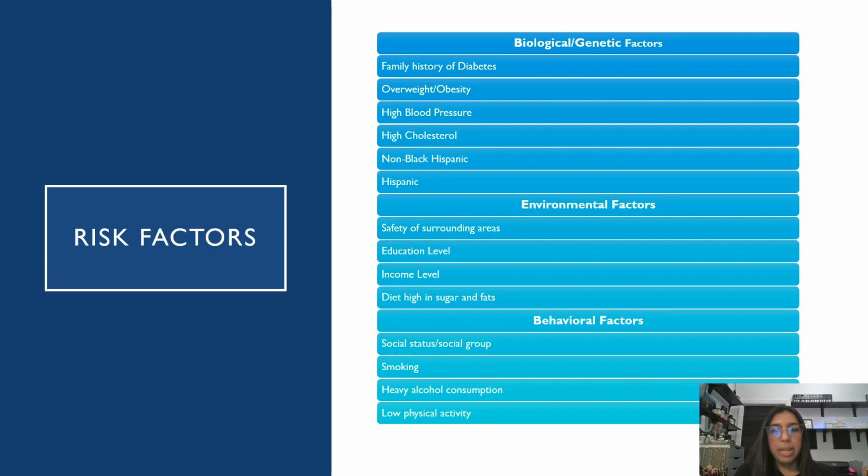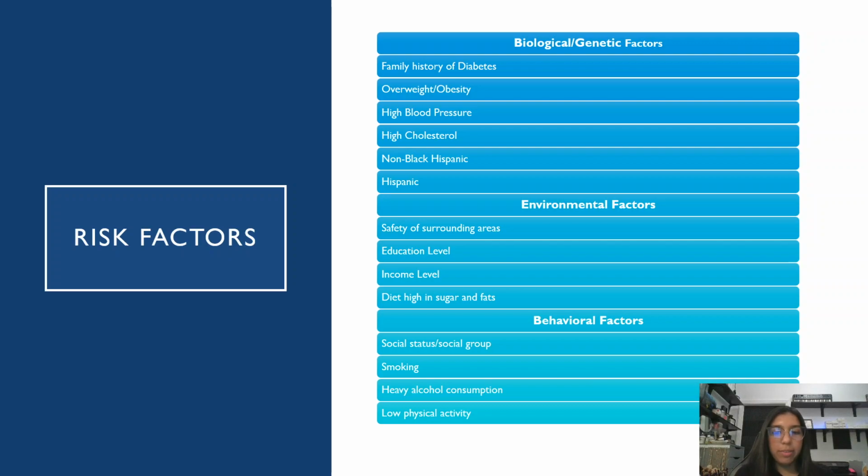Environmental factors of diabetes include the safety of your surrounding areas. This is related to physical exercise. So if a person does not feel safe exercising in their areas, that's more likely to lead to low physical activity, and the person will not be exercising and cannot use their environment. Education level and income level, and a diet high in sugar and fats.